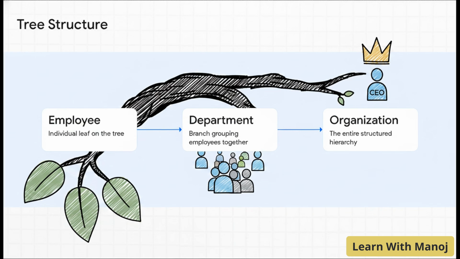Step 3, we group all those departments together to form the entire organization, branching all the way up to the CEO at the very top. You know, a tree structure is literally just our corporate org chart flipped upside down. When we design software this way, we can conceptually summarize the system like this.